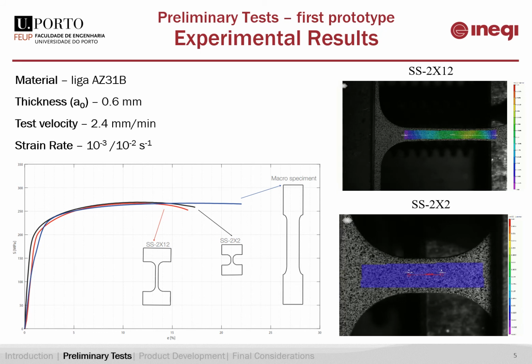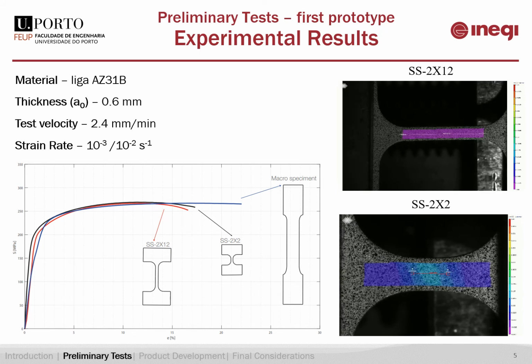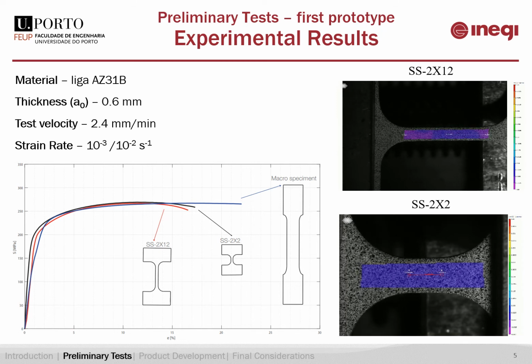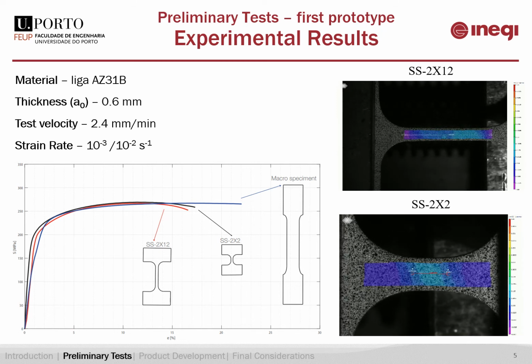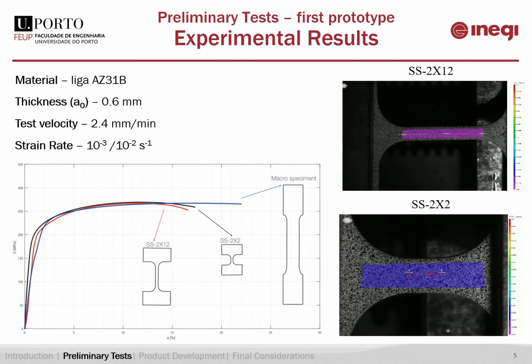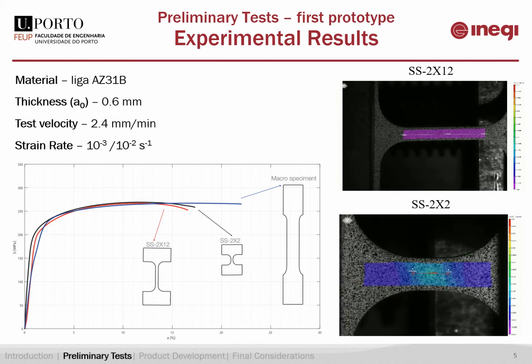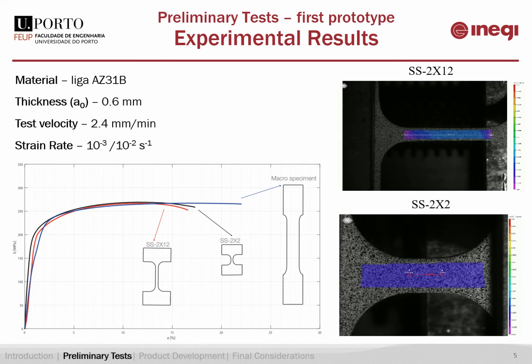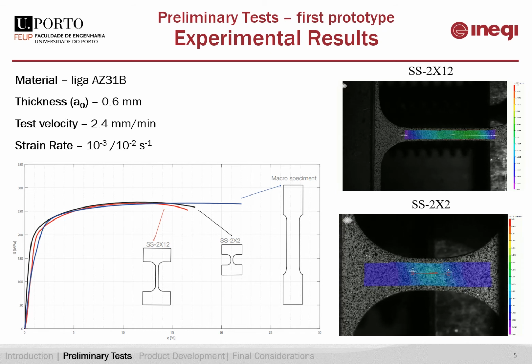Also represented on this slide are two videos with the strain distribution during the time of the test. It's visible that the distribution is uniform along the gauge length, which is according to what happens normally in a macro scale geometry.